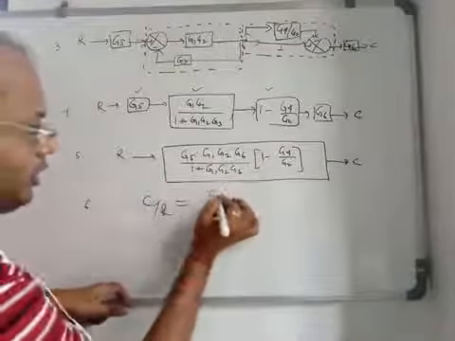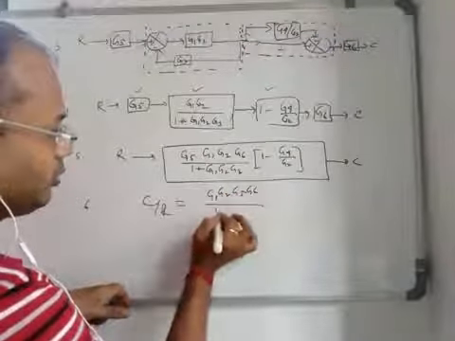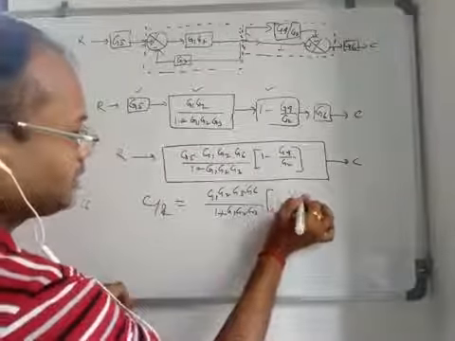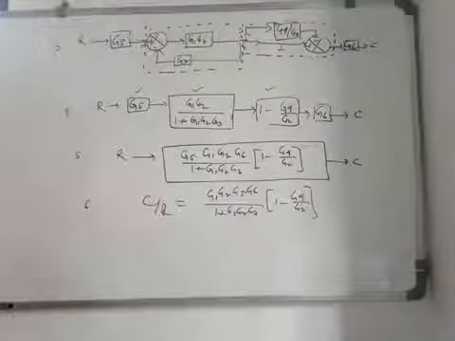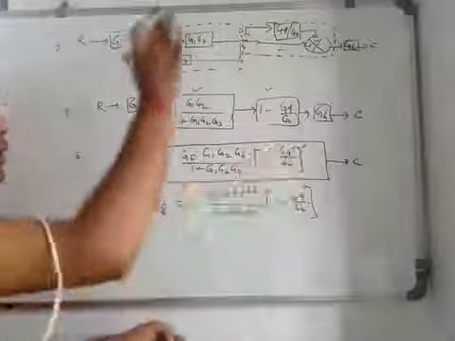So G1, G2, G5, G6 by 1 plus G1, G2, G3, 1 minus G4 by G2. So this is your desired result, and this is the reduced block from all these things.